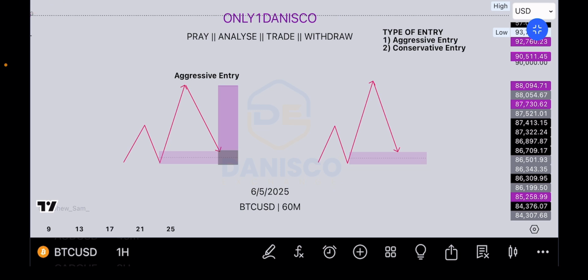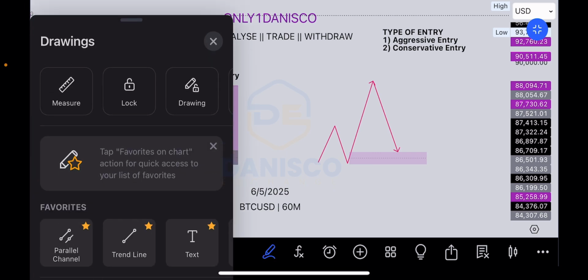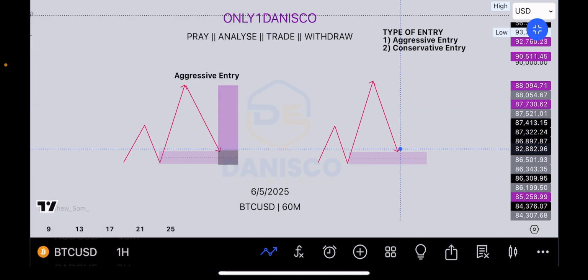Once price approaches the POI on the 1 hour or 4 hour time frame, you switch to your lower time frame, be it 30 minutes, 15 minutes, 5 minutes, 3 minutes, 1 minute, and you'll be looking out for a kind of confirmation pattern to enter. You switch down to the lower time frame at this point.